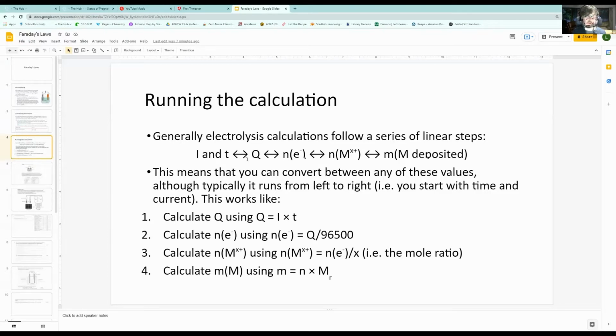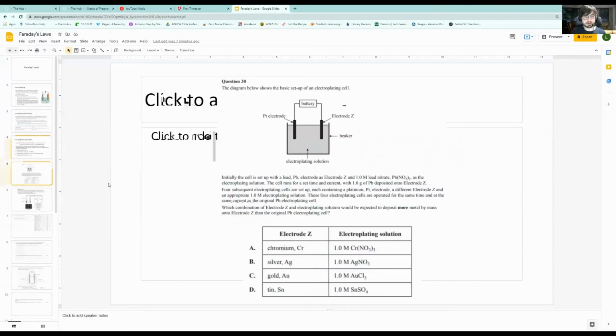So there are a few new equations, but they're not particularly complicated. It's just adding them onto your repertoire of things that you know how to use. So let's start with one here.